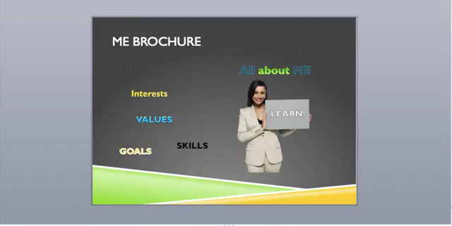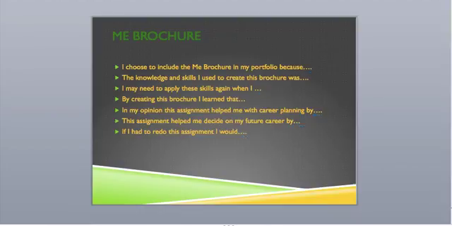After you have your evidence, then you want to include your reflection. In your reflection, you want to answer these questions. I chose to include the me brochure in my portfolio because the knowledge and skills I used to create this brochure were... I may need to apply these skills again when... By creating this brochure, I learned that... In my opinion, this assignment helped me with career planning by... This assignment helped me decide on my future career by... If I had to redo this assignment, I would... What would you do differently?